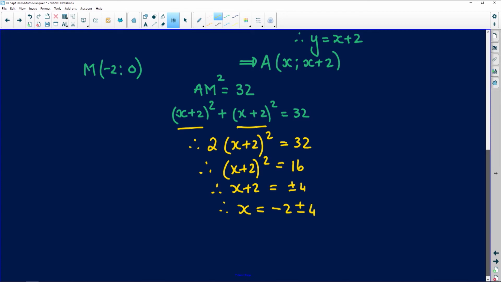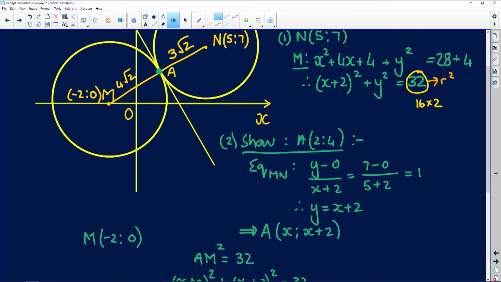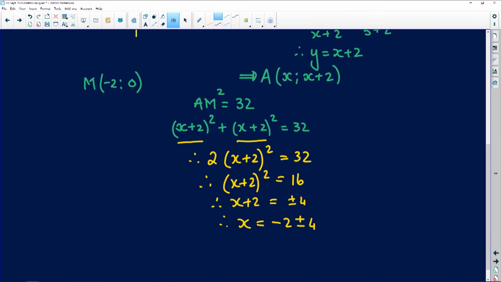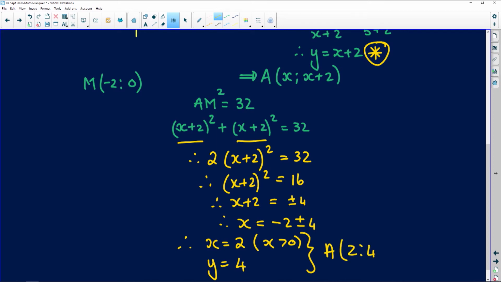Now let's just see where A lies. A lies where x is positive, so we're going to choose our positive x value. x will therefore be 2 because x has to be positive. Now you go to the y. Here's your y. If you let x equal 2, then y is 4. So what does that mean? It means the point A is indeed 2 and 4.